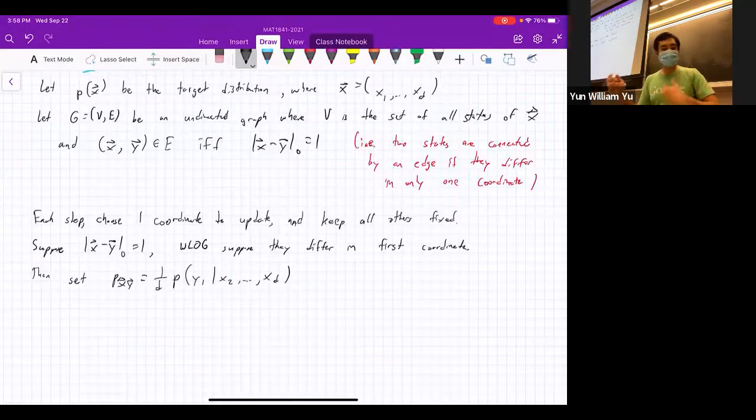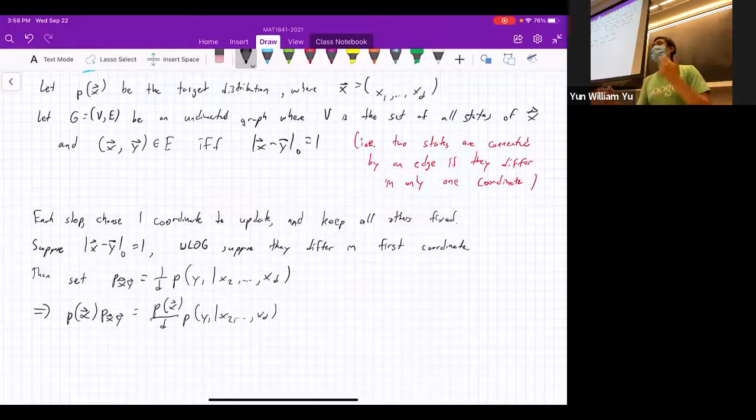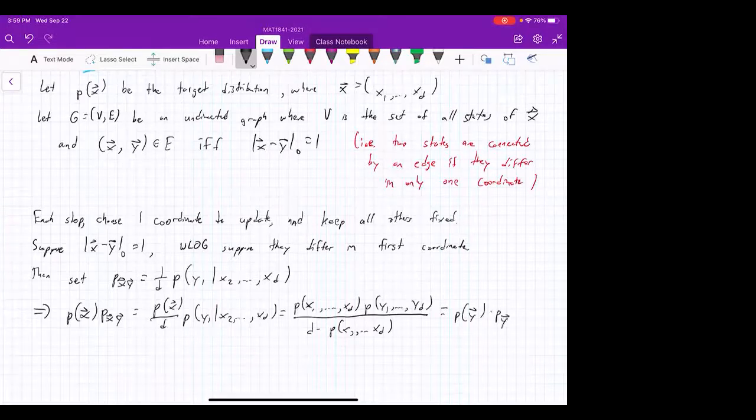So you randomly choose your coordinate based on all these other coordinates, and when you compute this out, you'll find that because of the way we've constructed this, the probability of being in state x times the probability of going from x to y is equal to the probability of state x divided by d times p(y1 given x2 through xd). But of course, x2 through xd are the same as y2 through yd because they only differ in the first coordinate. When you expand this out, you get p(x1 through xd) and p(y1 through yd) divided by d times p(x2 through xd), just the standard application of conditional probability. And when you combine this together the other way, this ends up being the probability of y times the transition probability from y to x.